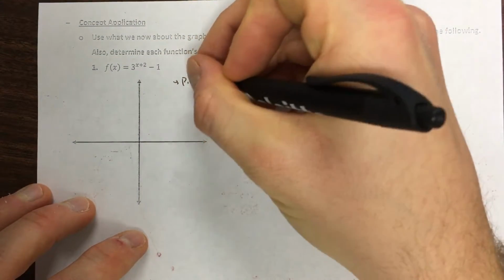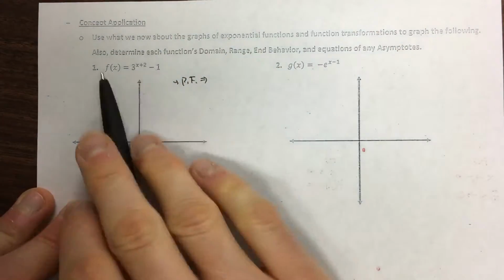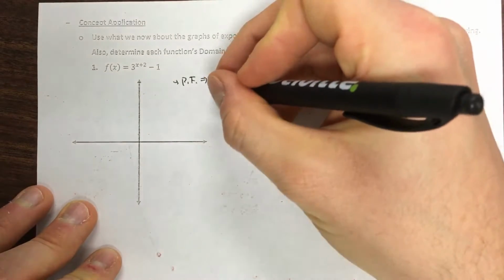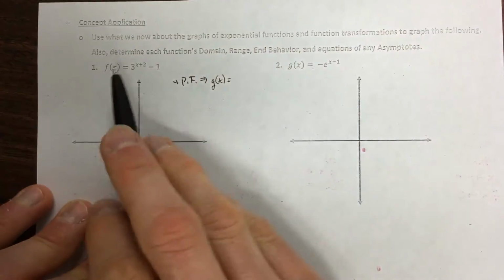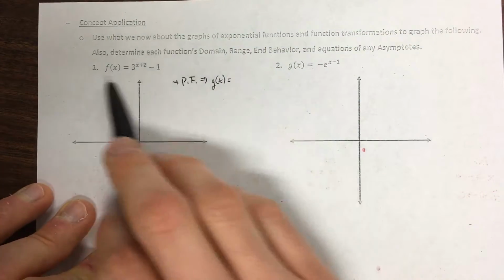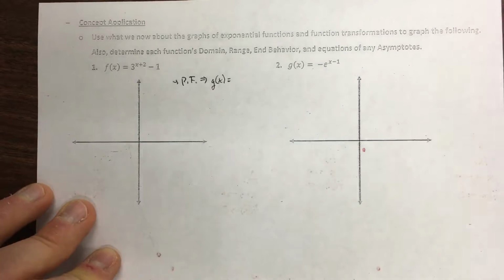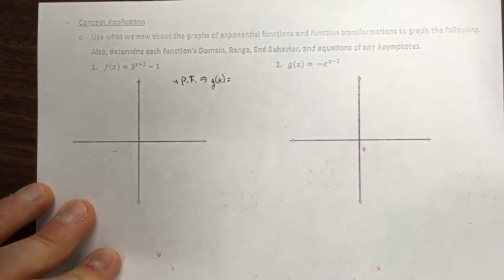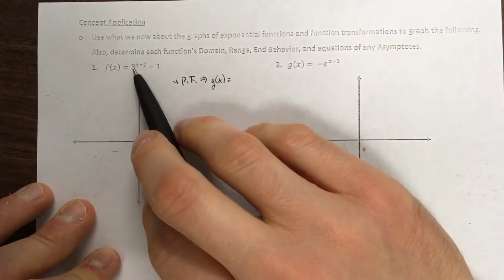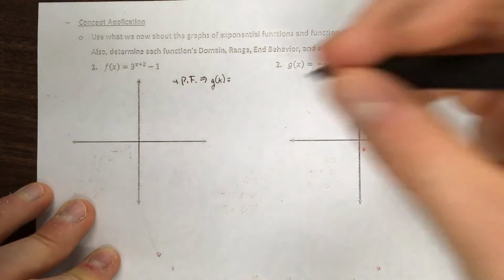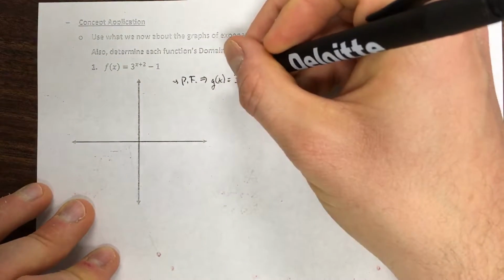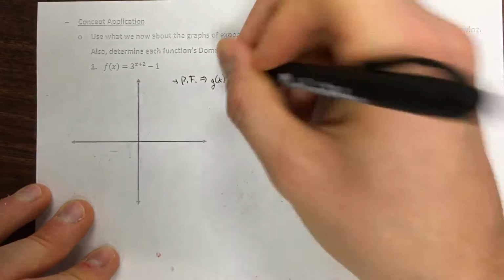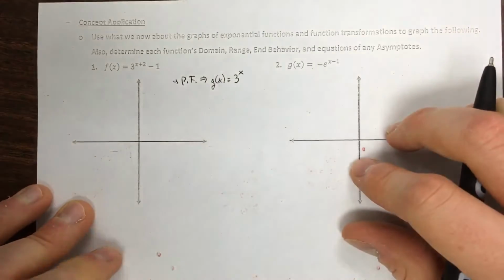If I want to find out the parent function here, or in other words, if I strip all of the transformations away from this function, our parent function could change depending on our base. So here our base is 3. If I take away all the transformations, then I would just be left with 3 raised to the x power. That's going to be our parent function.